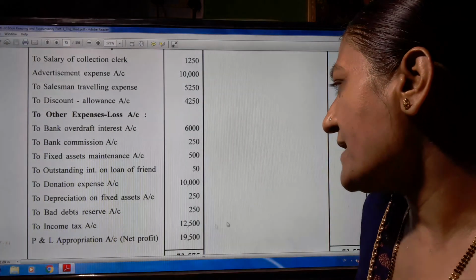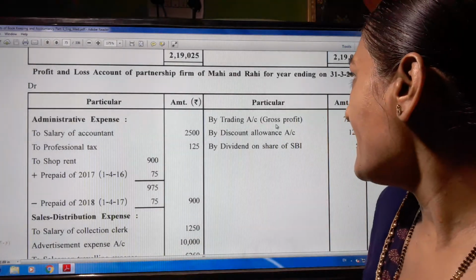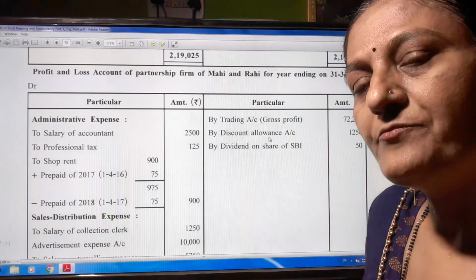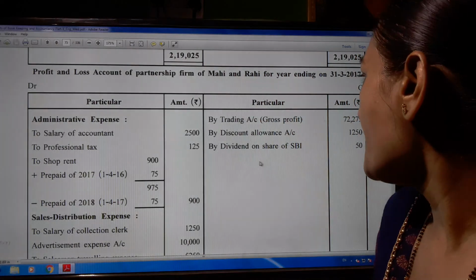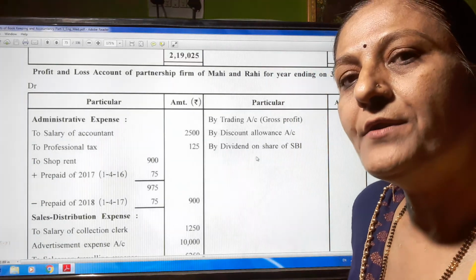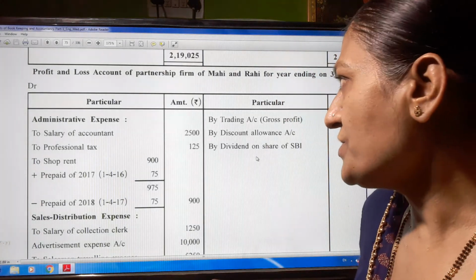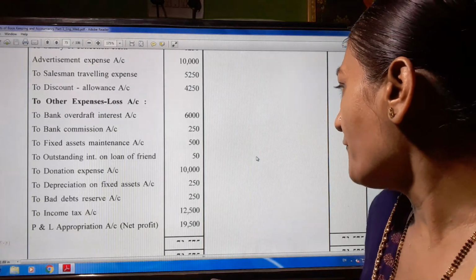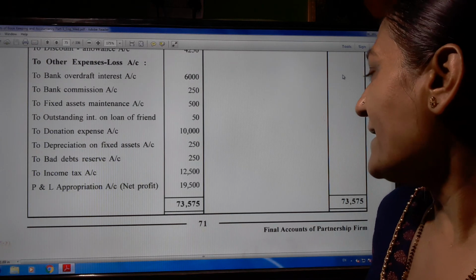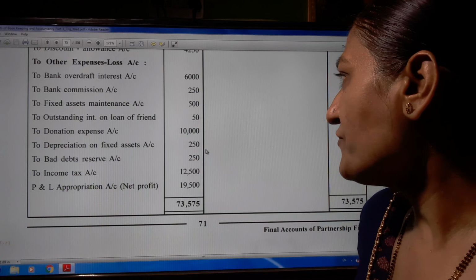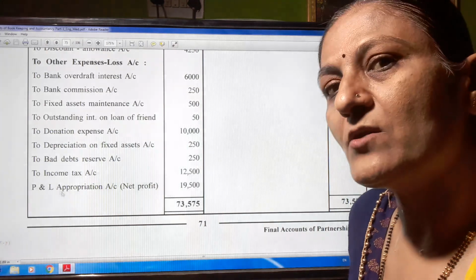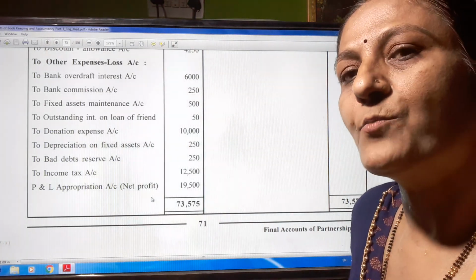Profit and loss appropriation account afterward. First we write by trading account gross profit 72,275, by discount allowed because it is an income, and 1,250 by dividend on share of SBI. It is also income on share investment. So this way the credit side of the profit and loss account is 73,575 and the credit side is greater than the debit side. So the difference amount of 19,500 we have to write here, and it is transferred to the profit and loss appropriation account because it is the net profit.